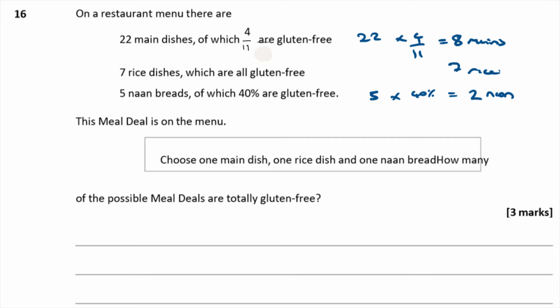Okay, so that means how many different choices are there? You've got 8 choices for your main dish. You've got 7 choices for your rice dish, and you've got 2 different choices for your naan dish, which altogether is, what, 8 times 7 is 56, times 2 is 112. I make that 112 separate choices which are gluten-free.